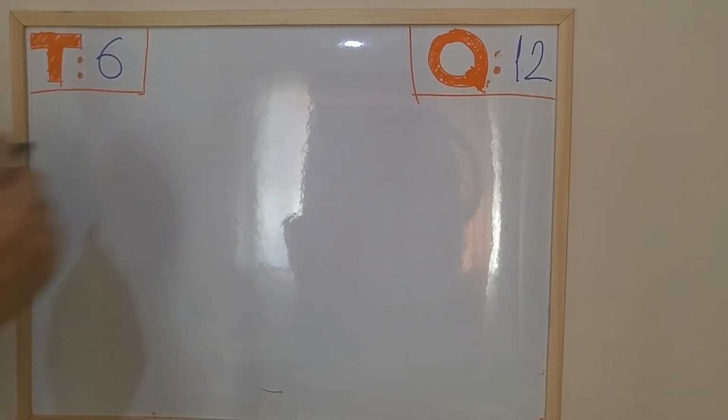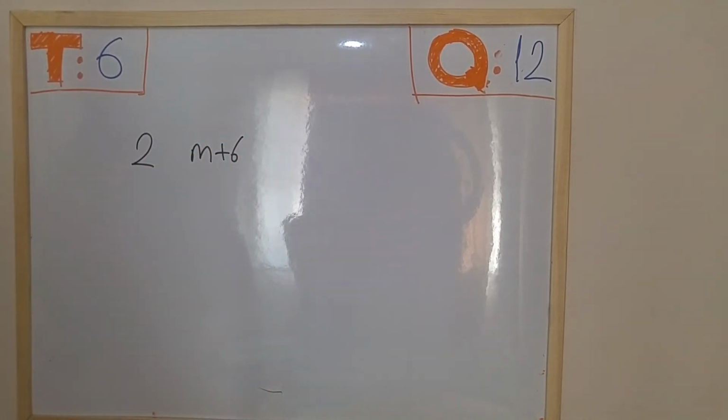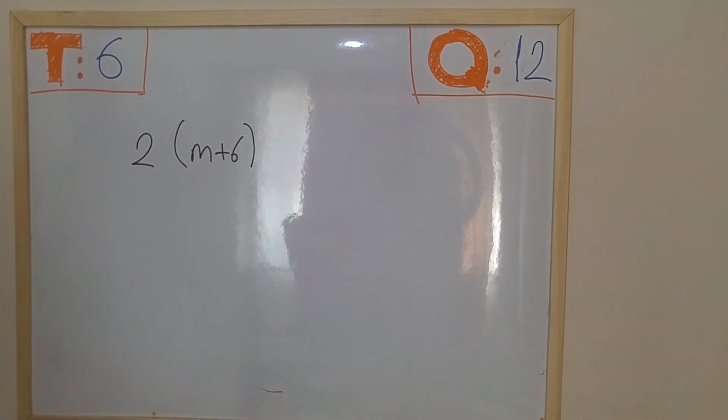2 times the sum of m and 6. Therefore, m and 6 must be added first. Therefore, we have to put these into parentheses, and our answer is here.